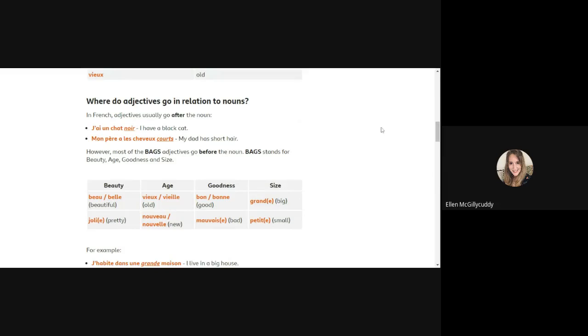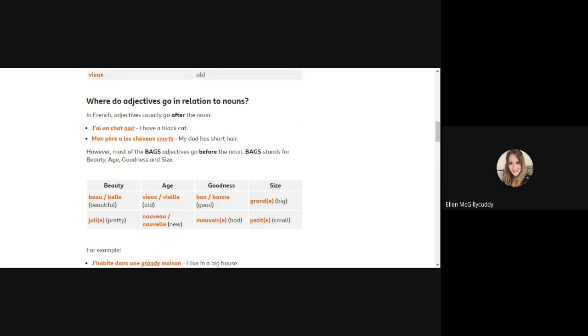So if you look at these words here, all of these go before the noun, okay? So it stands for beauty, age, goodness, and size. So if you want to use any of these words, then you put them before the noun. And the reason they are split up, beau, belle, is because beau is masculine. So it can only be used for masculine nouns. And belle is used for feminine nouns.